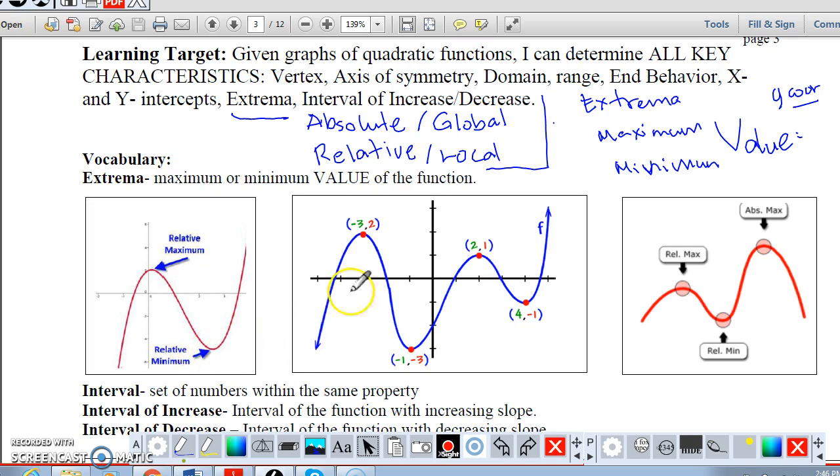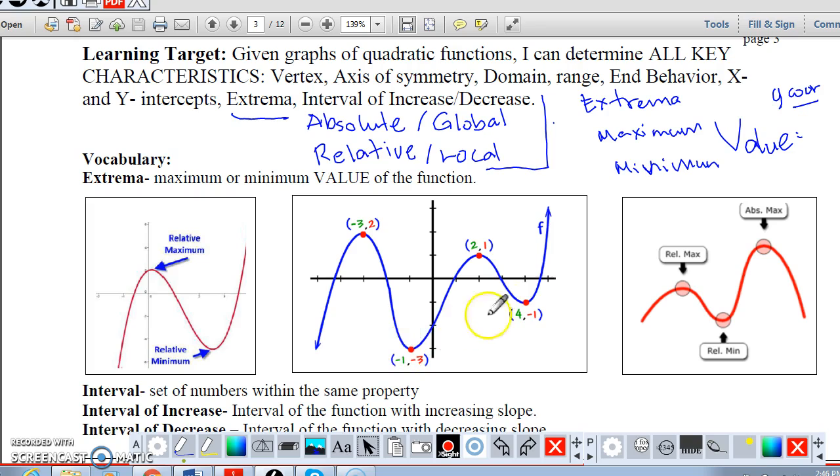Now, when we move on to this graph, this is a quintic graph. We have two high points and two low points, so we have two maximums and two minimums. Between these two points, which are both maximums, the highest maximum is what you call your absolute maximum. And the lower maximum, if you have more than one, is what you call your relative maximum.